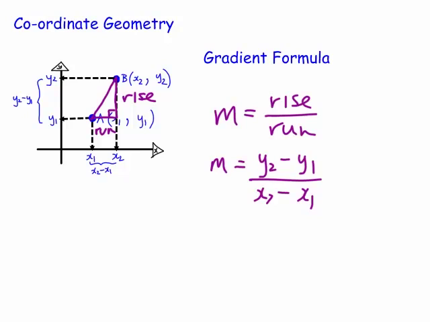As you walk from the left to the right, it's going uphill. We say that's a positive gradient. If you were working left to right and you went downhill, that would be a negative slope. So we say that's a positive slope.